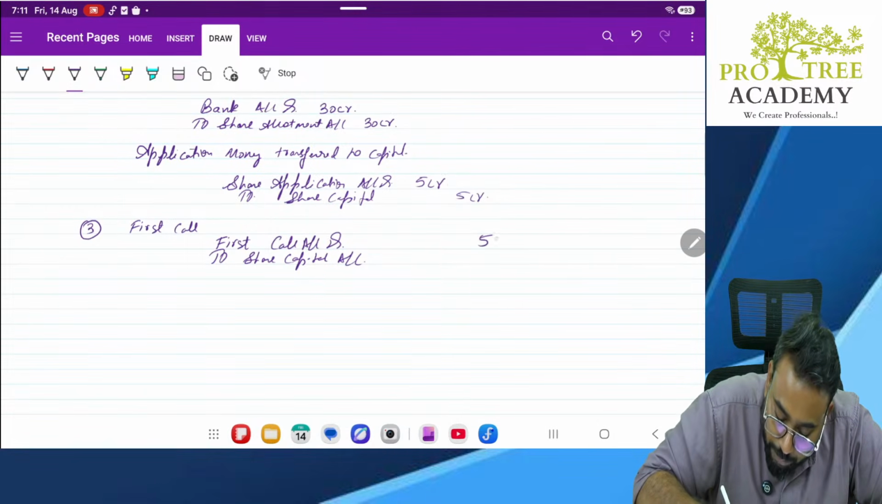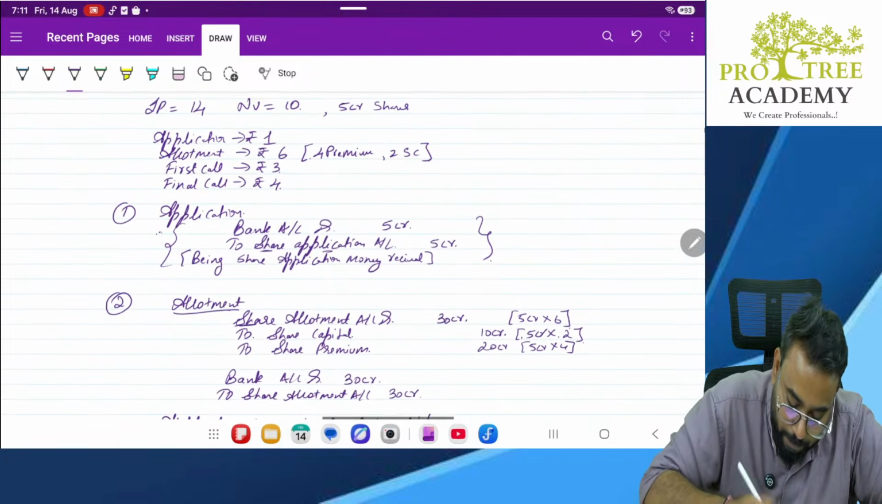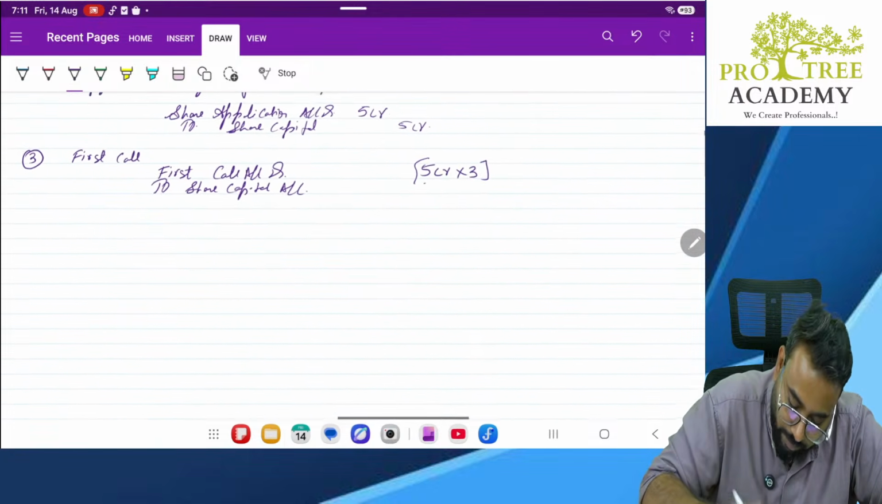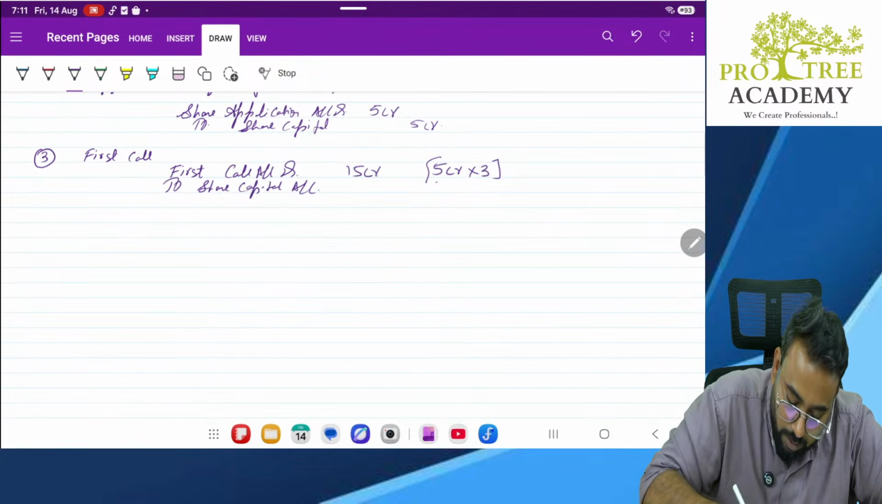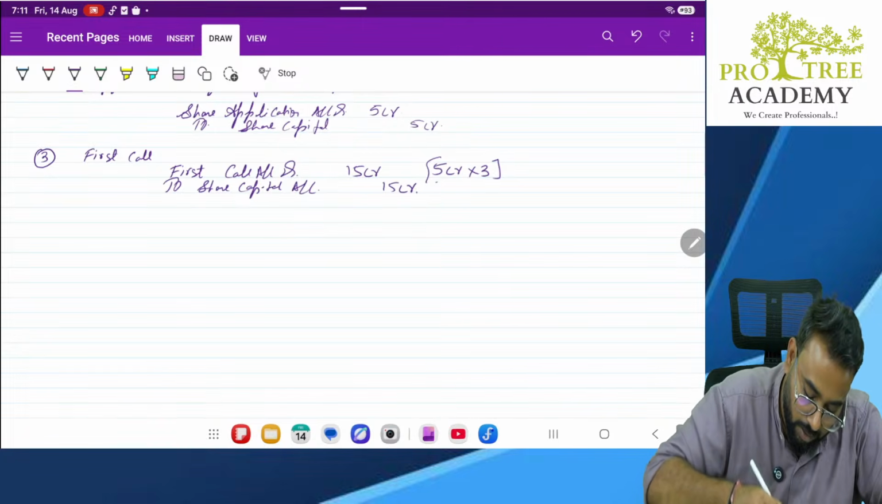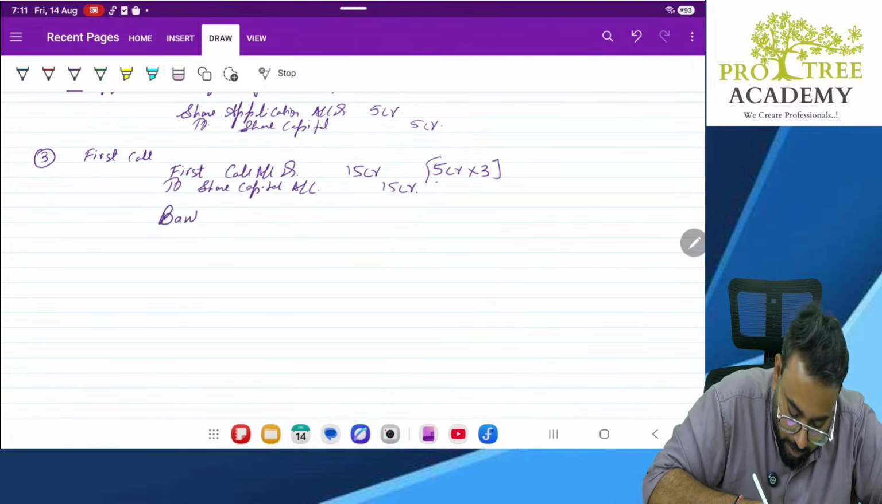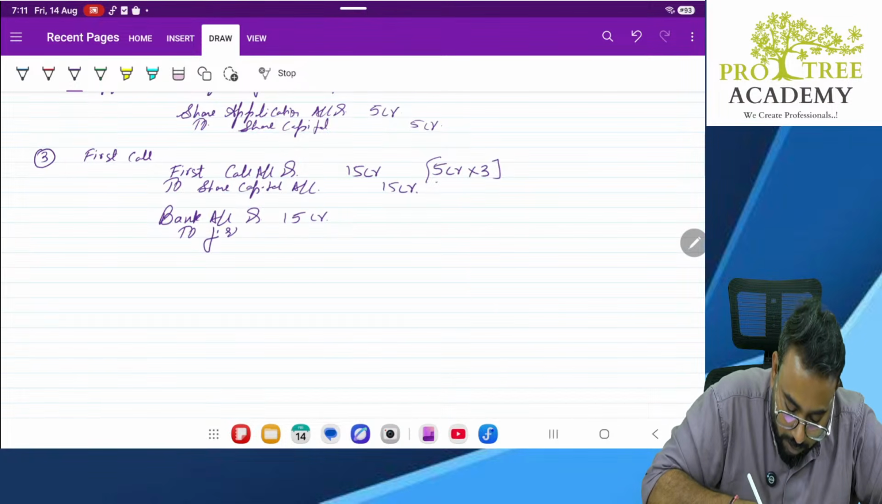So what is the amount? 5 crores into 3 rupees. So 15 crores. When you receive the money, what is the entry? Bank account debit 15 crores to first and final call.